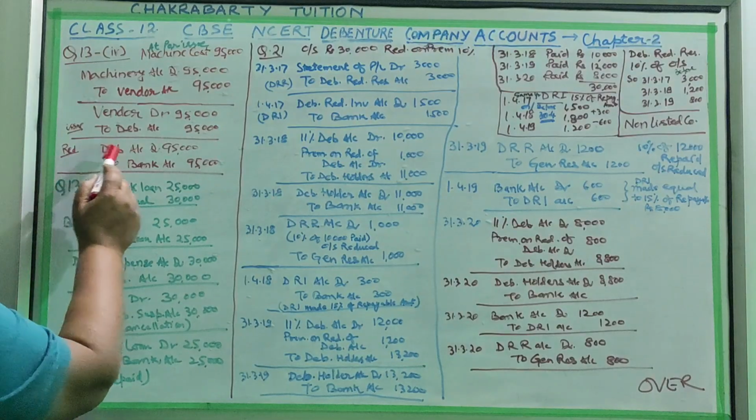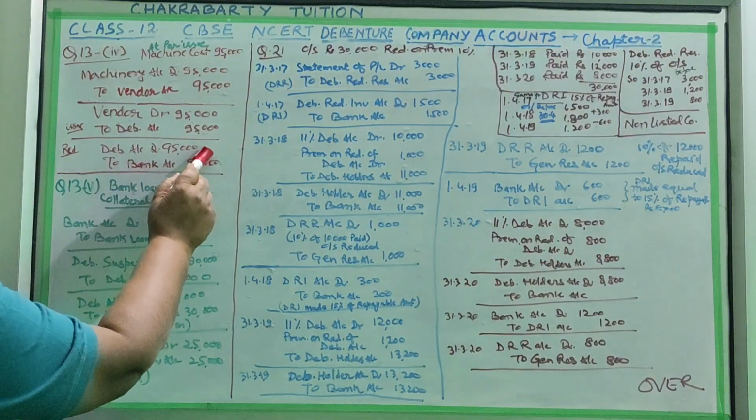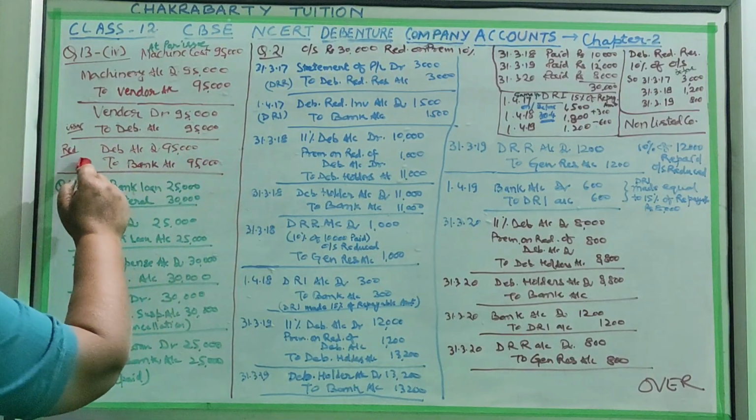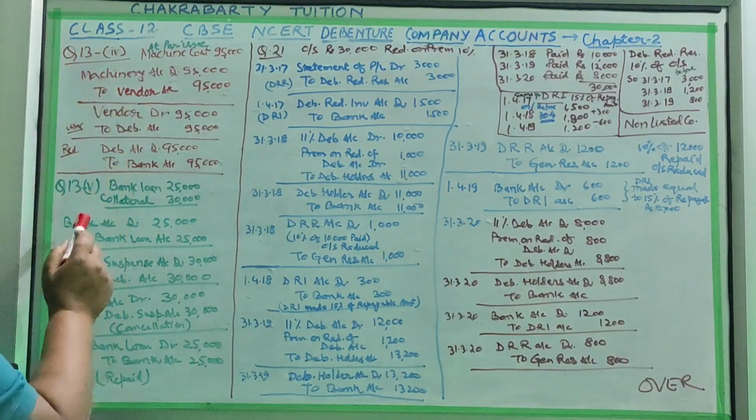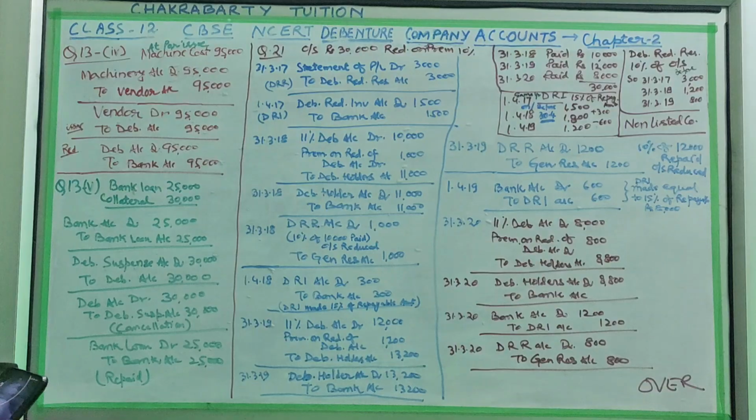Then at the time of redemption, this debenture account we will debit and to bank we will pay. So it is the redemption of the debenture on the due date. So 13.4 is over. Now 13.5 we are going to do.